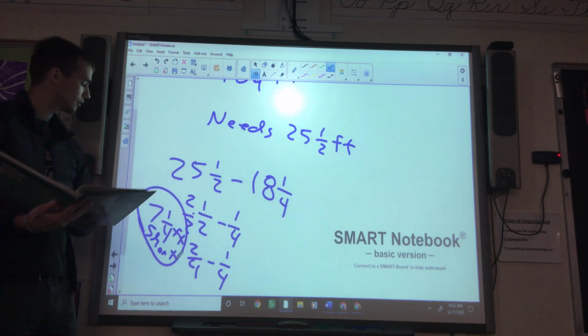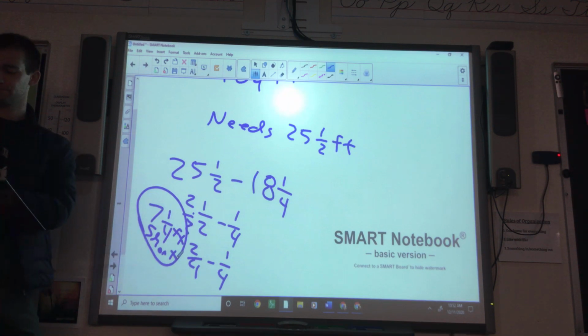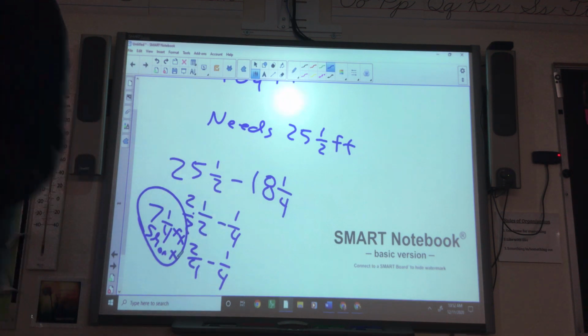So 7 and 1/4 feet is what they're short. And your other one's gonna be done a similar way. That's all I got. You can start on your assignment.